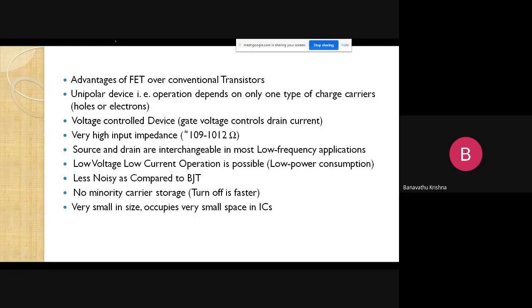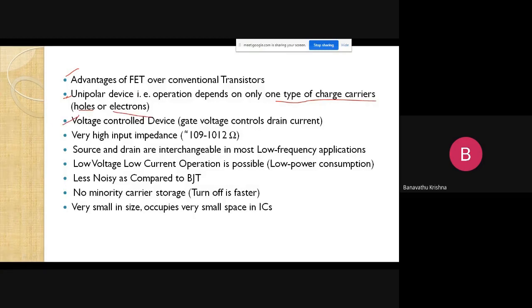Next. The advantage of the field effect transistor over the conventional transistor is that it is a unipolar device, whereas the BJT is a bipolar junction device. In a bipolar device the current flows through both charge carriers, electrons and holes. Here it is a unipolar device: the current is carried only by majority charge carriers, that is, one type of charge carrier only, either holes or electrons. That's why it is a unipolar device. The operation depends on only one type of charge carrier, holes or electrons.